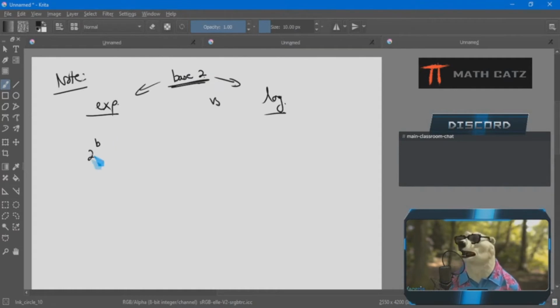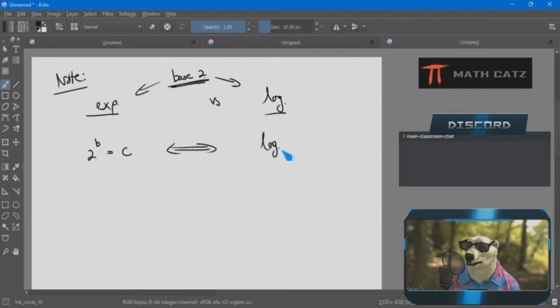I would take 2 to that power. You give me the b. So b is the input in the exponential calculation. I then get an answer c. And of course the answer depends on what b is, right? Input, output. The log side of things, they're doing the same thing. They're expressing the same relationship between 2, b, and c, just from the other side.